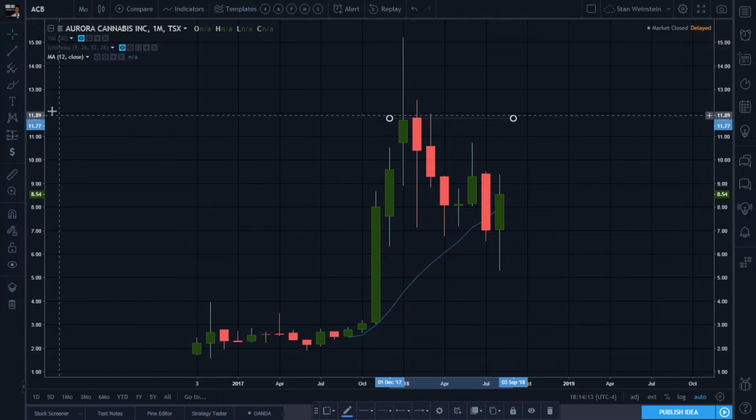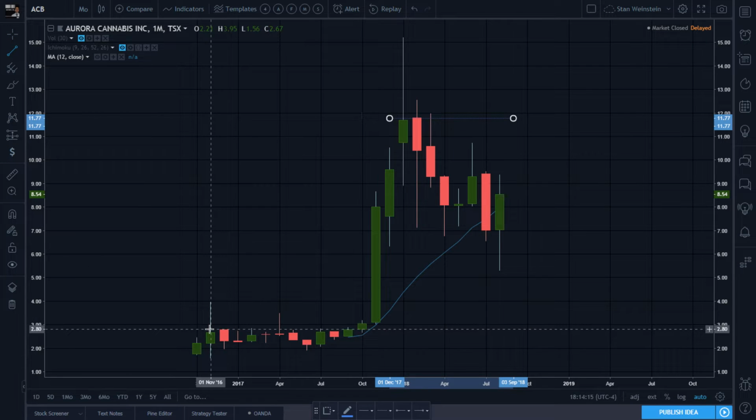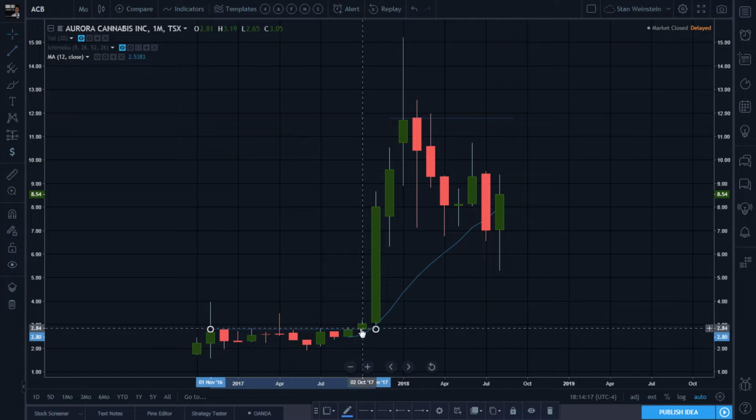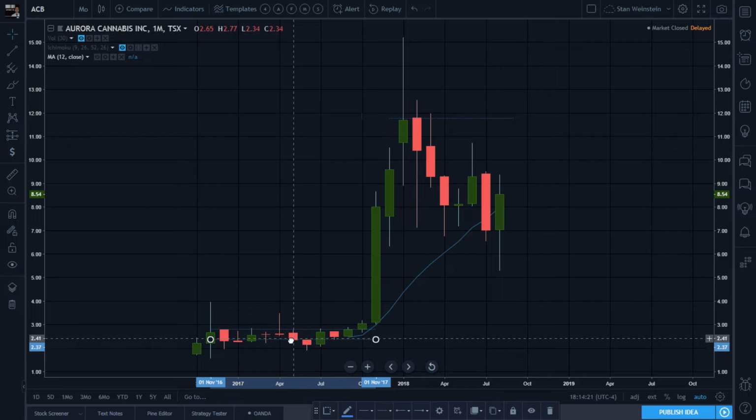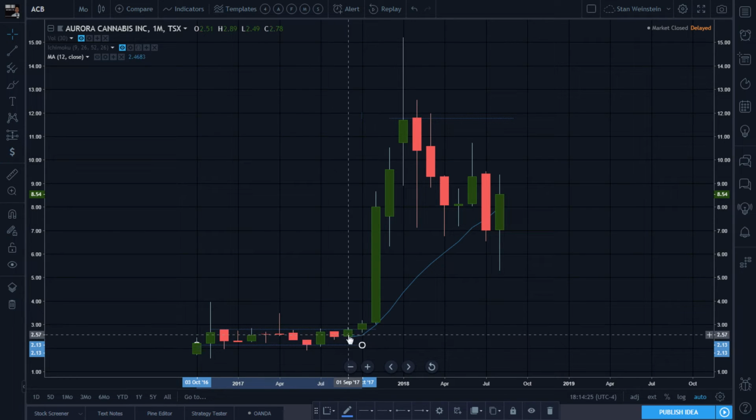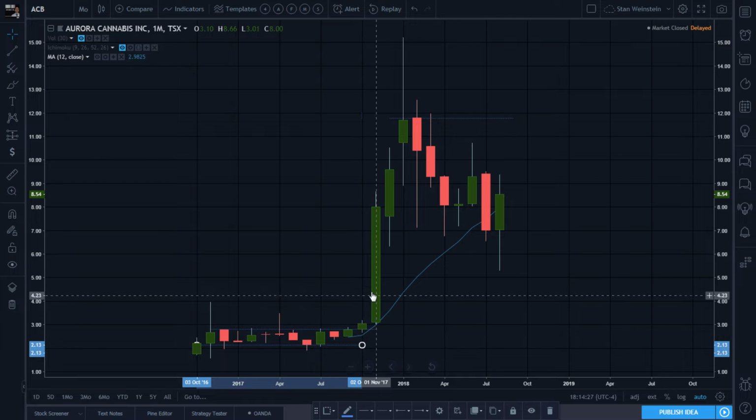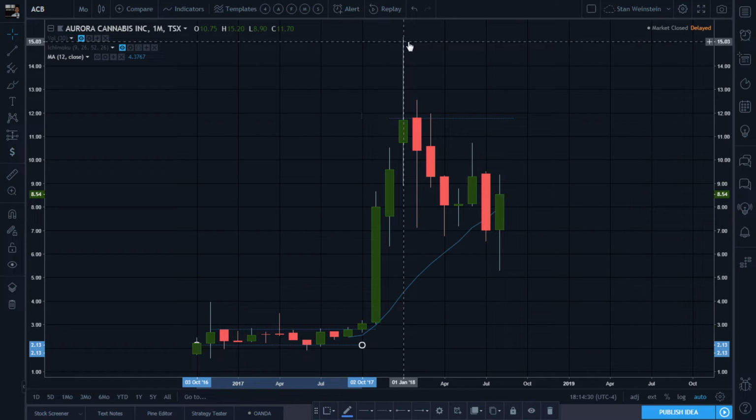So October, this thing was sleeping. And then it broke out right here. Look at that. In October, monthly candle close. That was the start of it. Look at that nice range. One year. Breakout. Explode. And then just crazy.